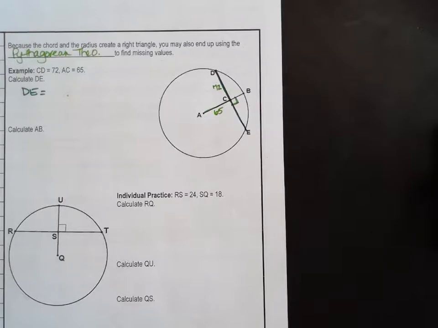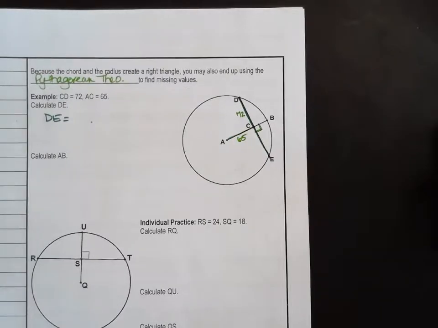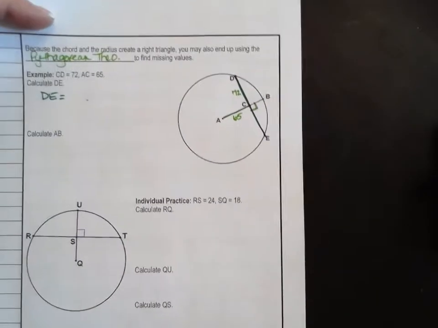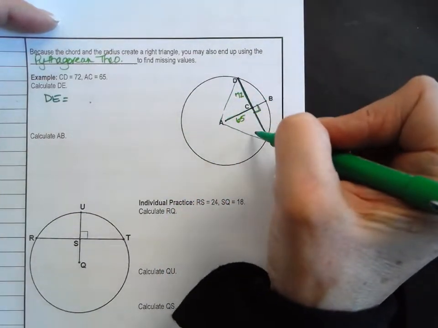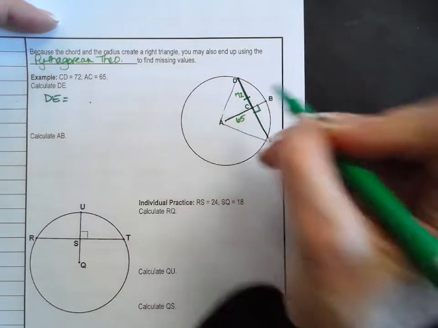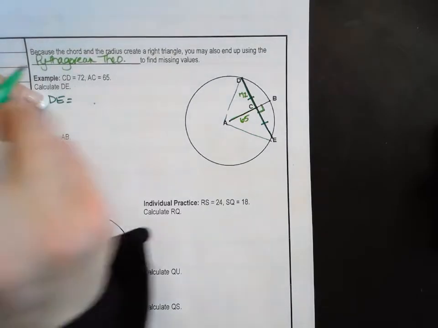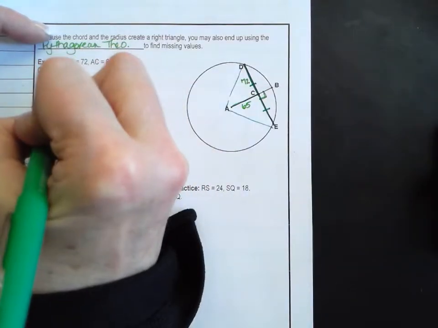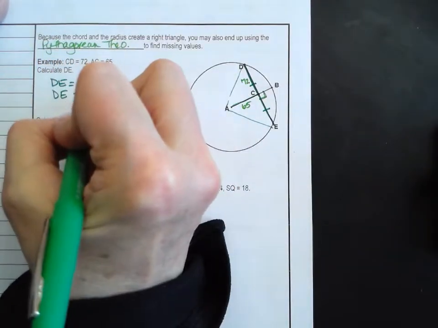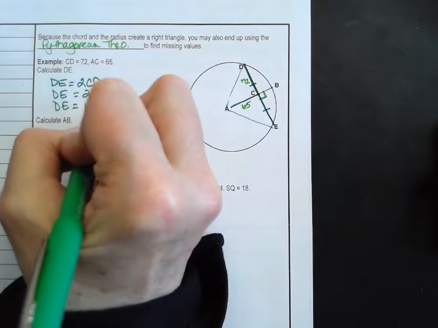There's bisecting. Because if we drew our triangles, we would have congruent triangles, which would make this one congruent to that one. And so DE is going to be equal to 2 of these. And so DE is equal to 2 times 72, or 144.